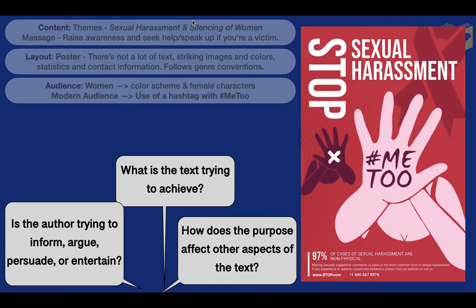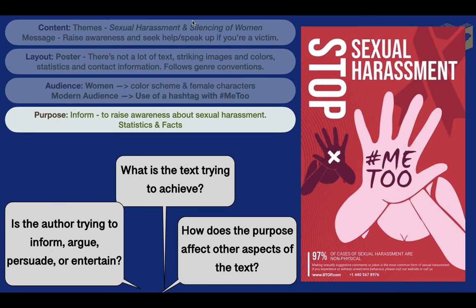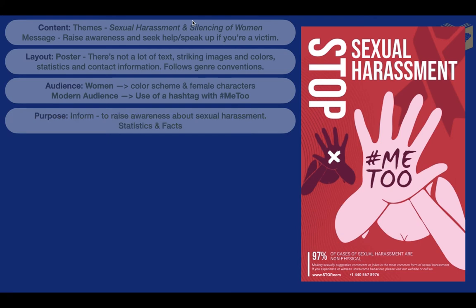Now, given that this text is aimed at women who might have been subject to harassment, I don't think it's trying to persuade people to stop sexually harassing. Instead, I think it is to inform people about harassment. The inclusion of statistics and facts support this analysis. Moreover, the contact information tell me that it might be trying to inform people that there is help out there. I'll make my notes. Time for the S of Clapstone, the style or stylistic choices.